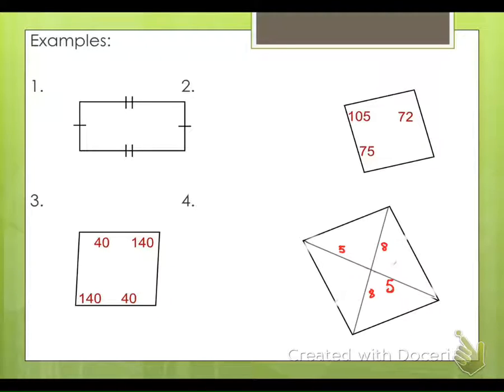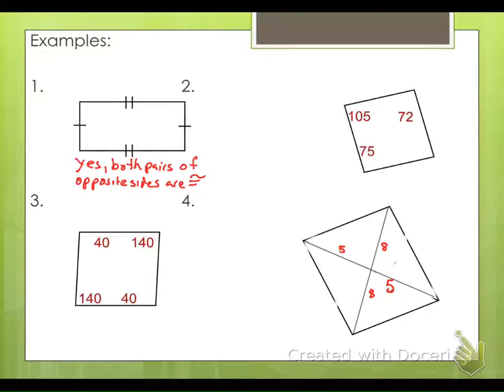Okay, so back to question 1. Jasmine has the correct answer. Yes, it is. And we know that because opposite sides are congruent. Both pairs of opposite sides are congruent.